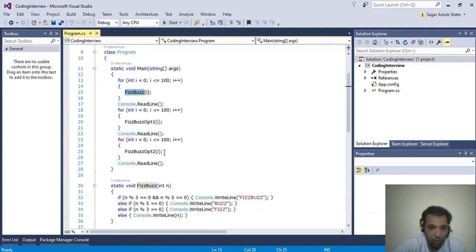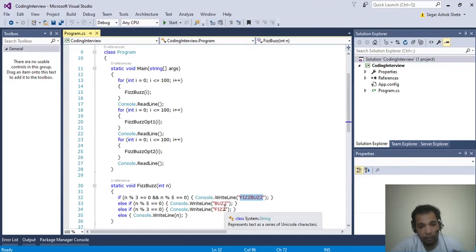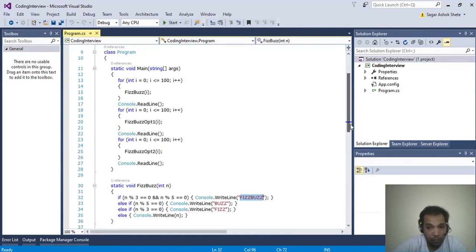So this is the first solution. If it's divisible by 3 and divisible by 5, in that case directly print the FizzBuzz word as the output. If it's divisible by 5, then print Buzz. If it's divisible by 3, print Fizz. And if it doesn't fall in any of these categories, print the actual number. In most cases we would be resolving it using this.